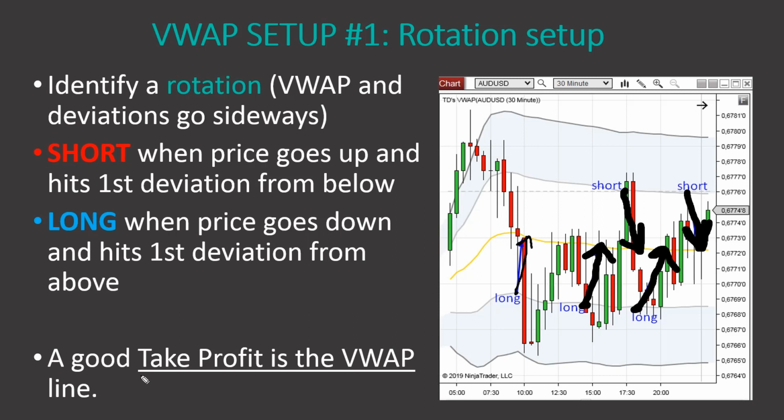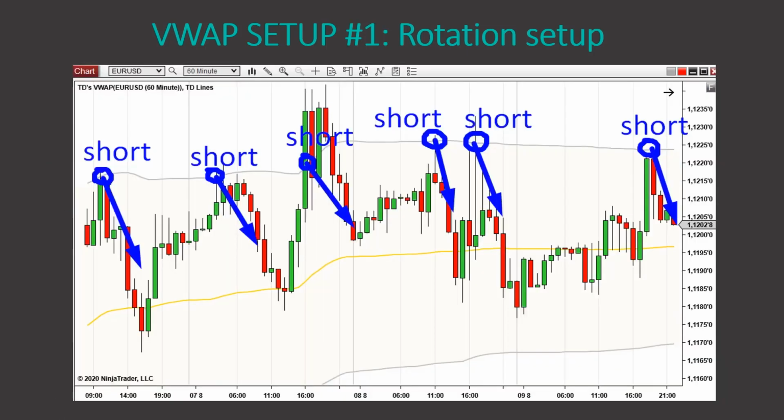As I said, and I'll probably say it many times during this webinar, take profit is the VWAP. It doesn't need to be, but in my experience, it's a pretty solid place to take your profit. All right, so the VWAP line, yellow line, works as a magnet, and it is a nice place to take your profits.